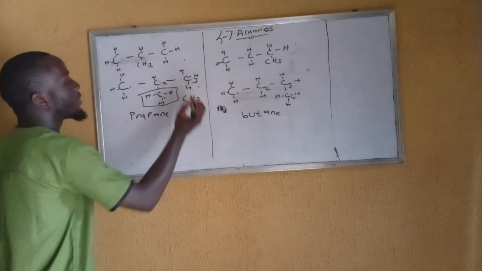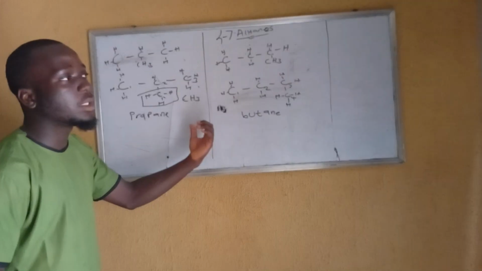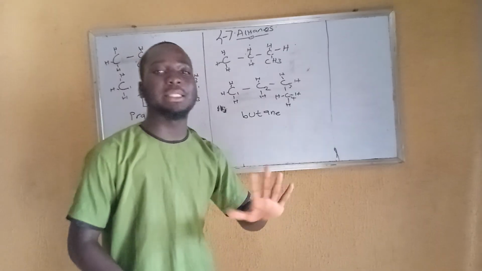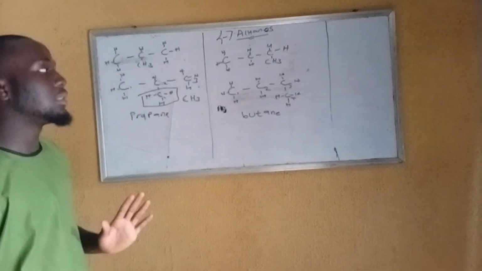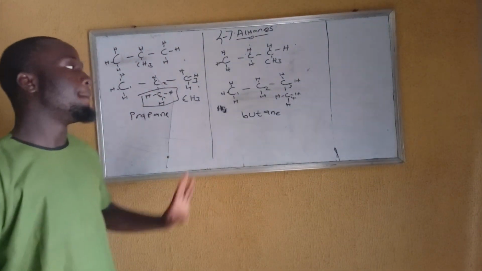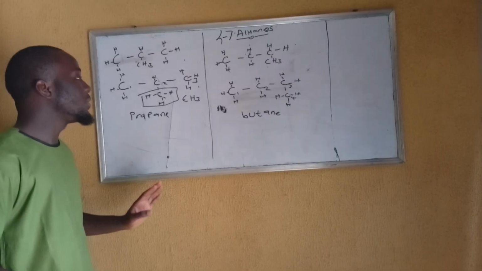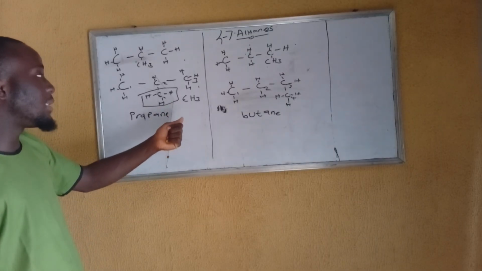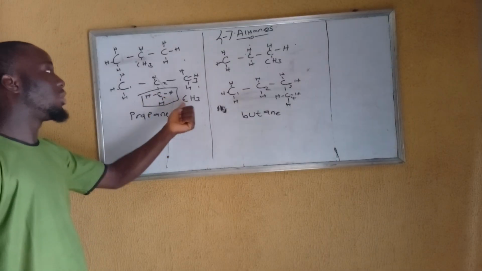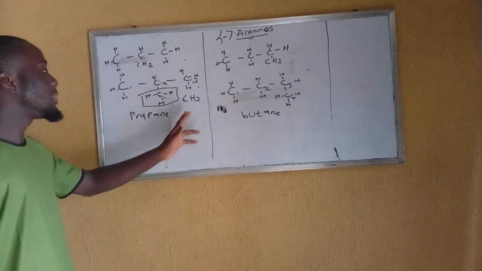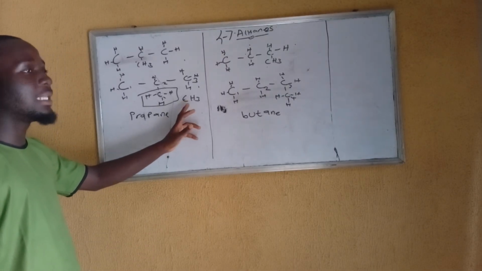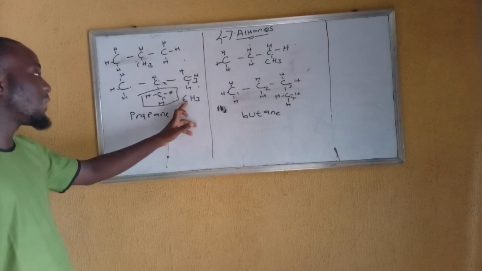3. CH3. Don't forget, CH3 is an example of the alkane family. What's the name? Methyl. If you check it, CH3 is methyl. Are you getting me? Alkane minus 1 hydrogen. Alkane is CH4, but CH3 is methyl. CH3 is methyl.